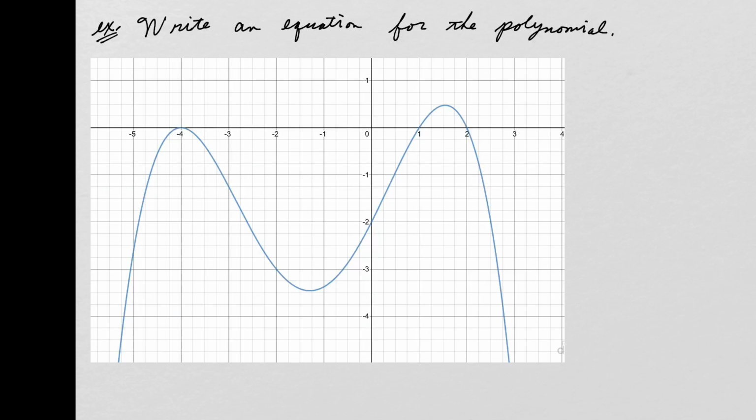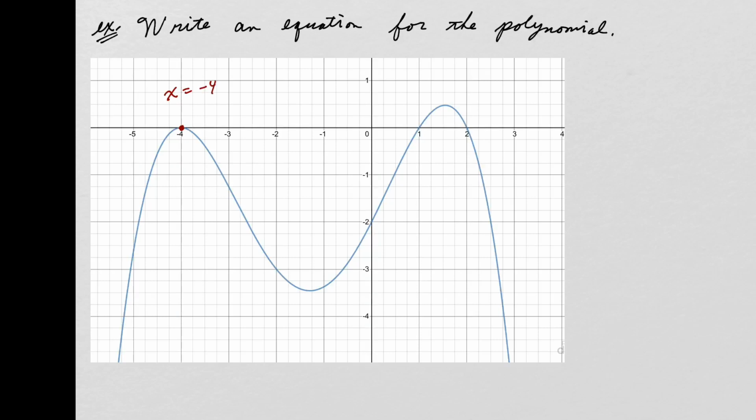Okay, so what's going on here? Well, it looks like we have... how many zeros or roots do we have? It looks like we have 3, right? So we have a root or a 0 right here at x equals -4.